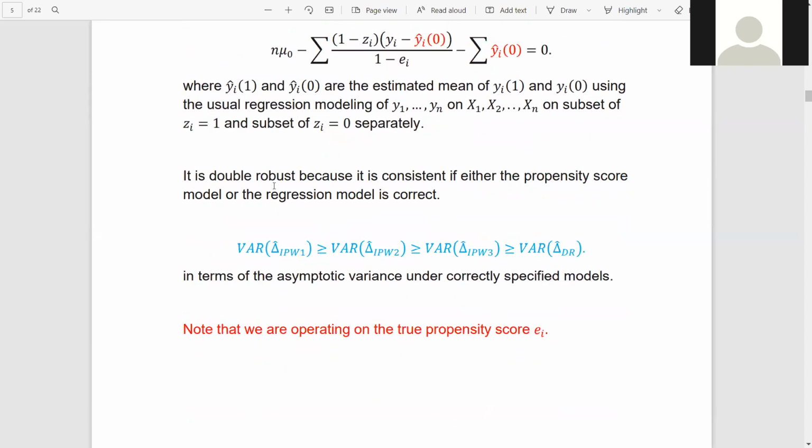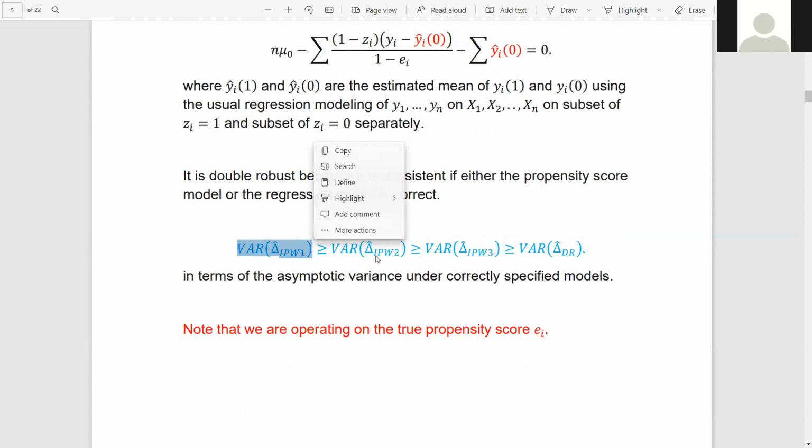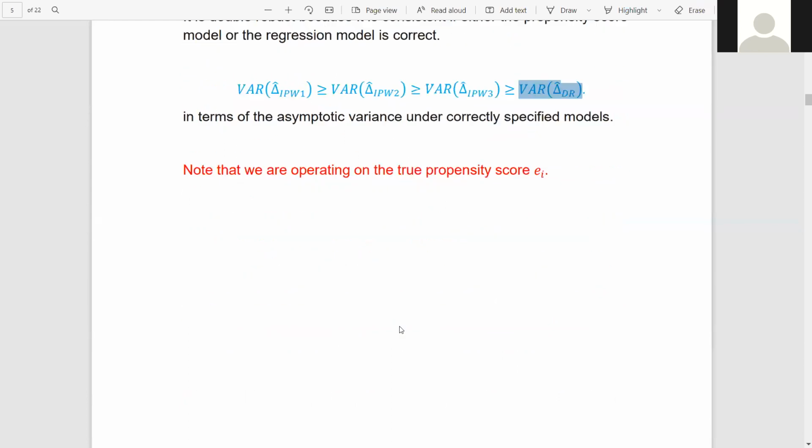Because all these four estimators are special cases of a general estimating equation, it can be shown that the asymptotic variance of IPW1 is the largest, then the second largest is IPW2, then IPW3, and the double robust one. If the models are correctly specified, it in fact has the best performance. At this time, we're still operating on the true propensity score, EI. If you have questions, just ask.